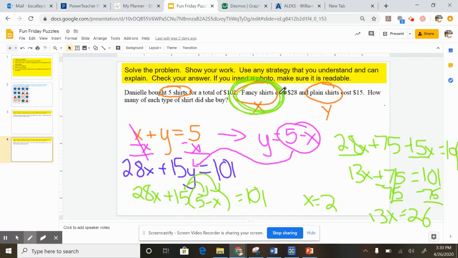So it would be 2 fancy, 3 plain. If you want to put it like an ordered pair, 2, 3, or x equals 2, y equals 3, 2 fancy shirts, 3 plain shirts, however you give me the answer, I'll be pretty happy.